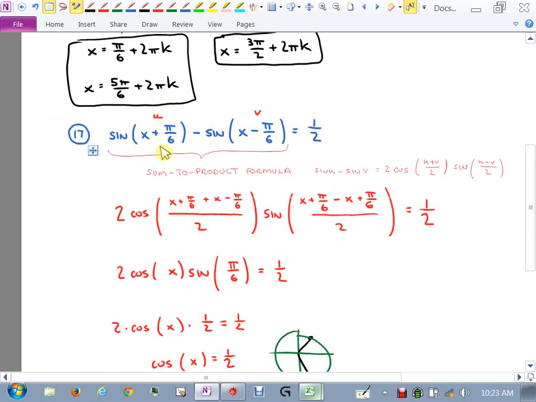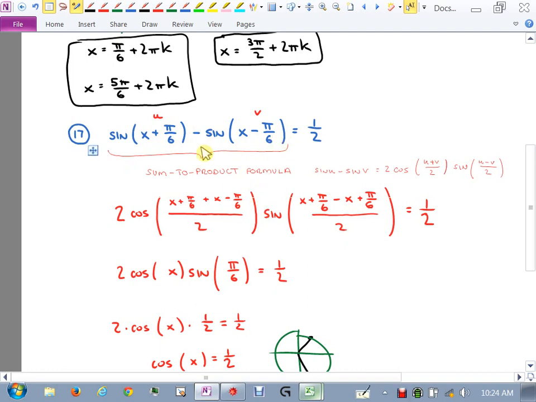This one, the problem here is that you have 2 terms, and you have it equal to 1/2. So we have a formula that allows us to take a sum or difference and turn it into a product. And I put what the formula is right here. It's on the bottom right-hand corner of your page. It's sine of u minus sine of v is equal to 2 cosine u plus v over 2, sine u plus v over 2. Here, u and v are everything inside there.